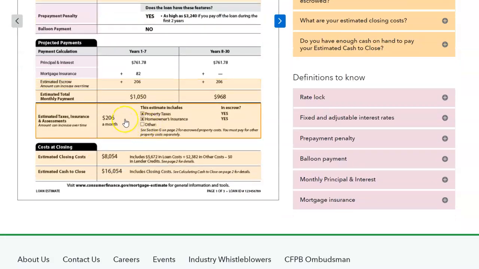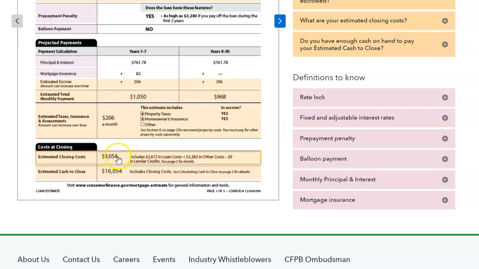And again, this shows the estimated property taxes and insurance. It shows that it is escrowed and part of your payment, so you're not paying those separately. Now, if this home had an HOA, the other box would be marked. It would say HOA and escrow no, because HOA is always paid separately from your mortgage payment.